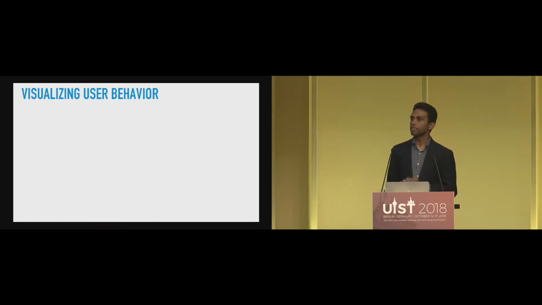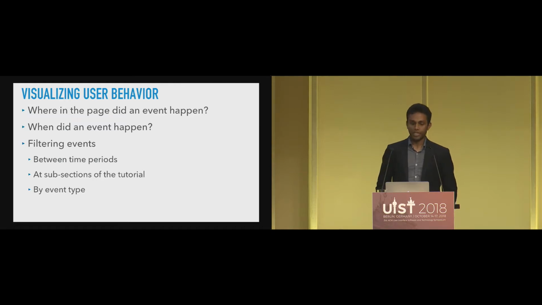So once we have all of this data, we obviously want to visualize this. There's no point of having the data if you can't see it, right? We want to answer questions like, where in the web page did a particular event happen? We want to answer things like, when did a particular event happen? And also we want to be able to filter events based on things like between certain time periods or between certain subsections of the tutorial, or to filter events by their types.